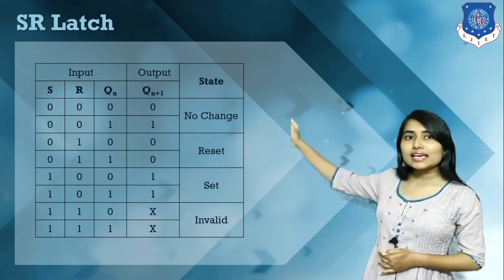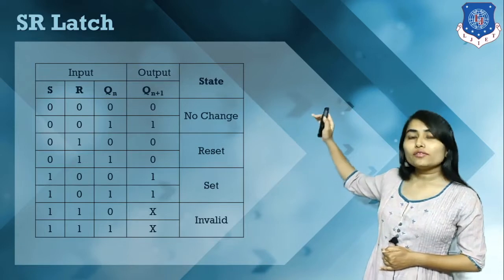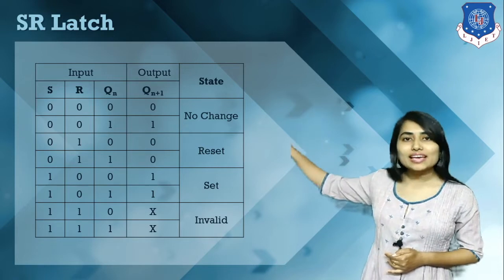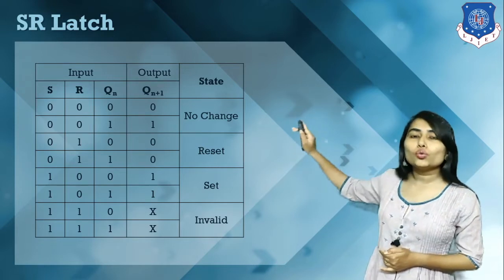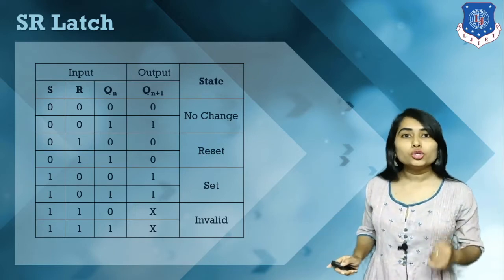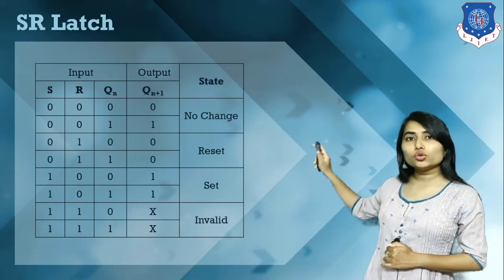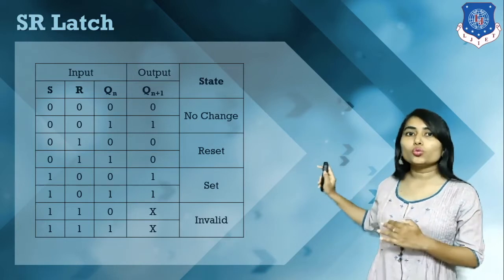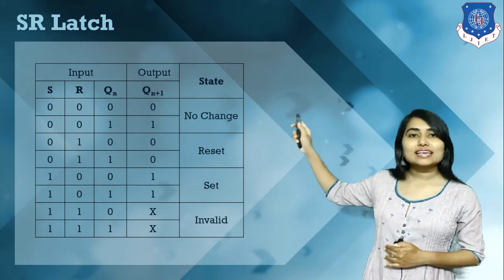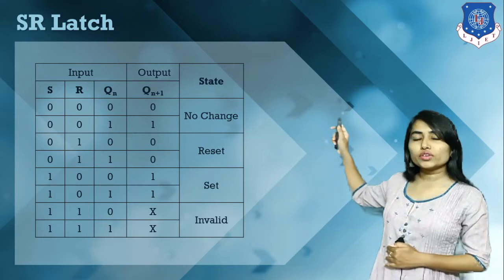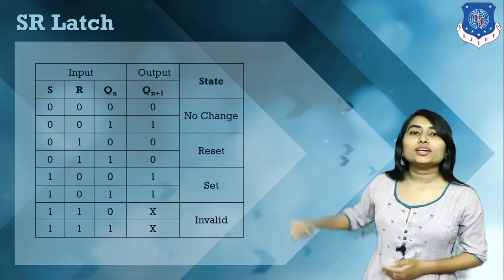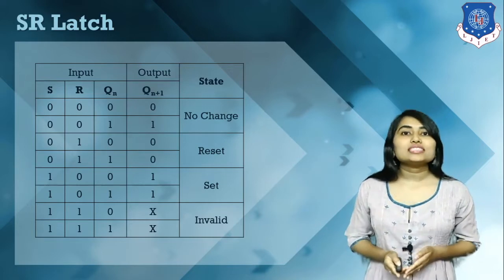Whenever S and R are equal to 0, 0, whatever the value of Qn is forwarded to Qn plus 1. So Qn and Qn plus 1 will be equal. That's why it is known as a no change state. If Qn is 0, then Qn plus 1 is 0, and if Qn is 1, then Qn plus 1 is 1.